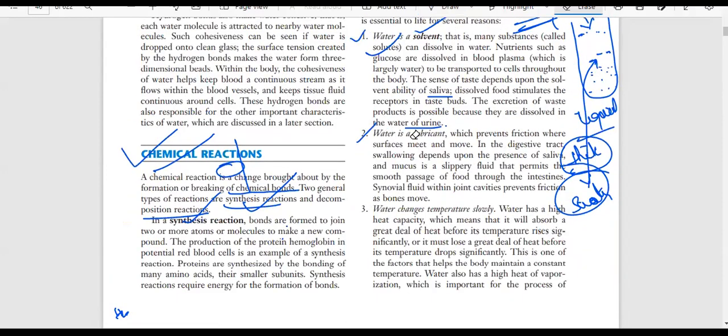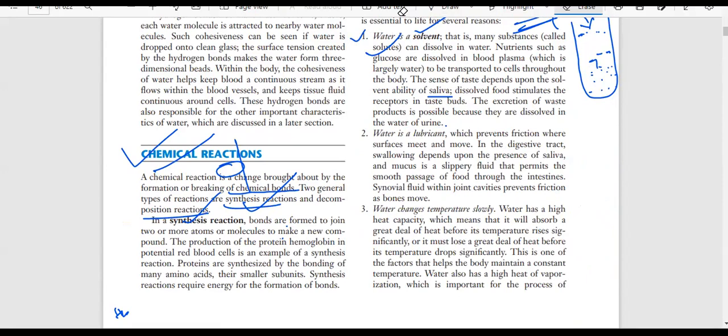Next, water is a lubricant. What does lubricant mean? It prevents friction where surfaces meet. In the digestive tract, swallowing depends upon the presence of saliva, and mucus is a slippery fluid that permits the smooth passage of food through the intestine. Synovial fluid within the joint cavity prevents friction as bones move.